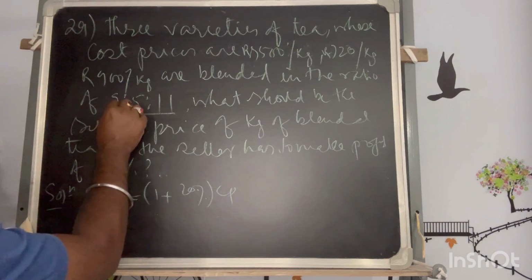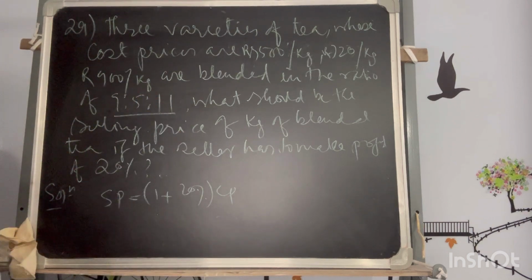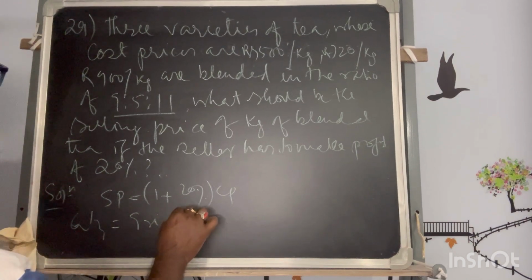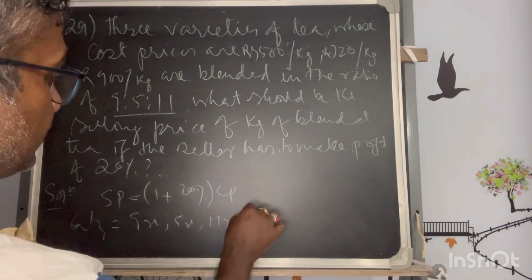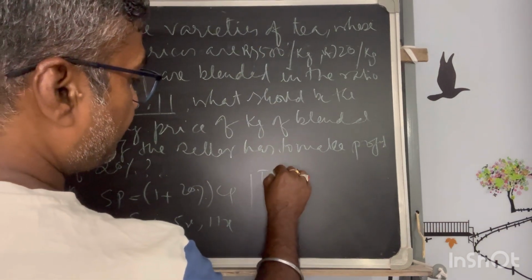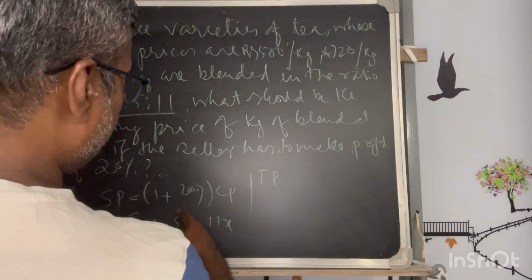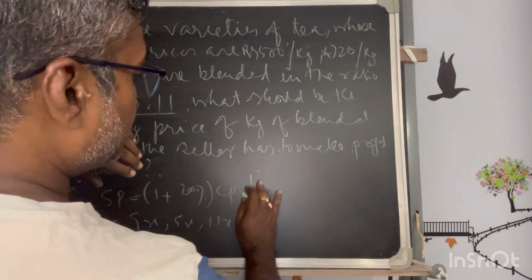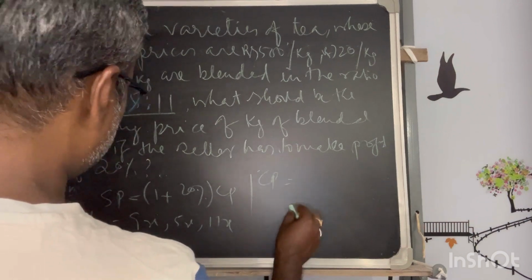So if I can assume a multiplication factor here, 9x, 5x, and 11x, the quantities could be taken as 9x, 5x, and 11x of the three qualities, and their prices are given. That means when I am mixing, this is the total cost price. You can say the cost price is equal to how much?